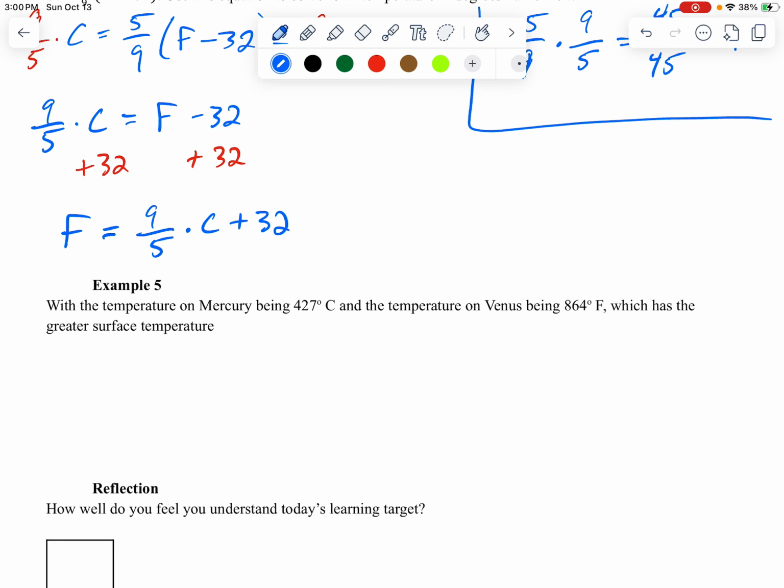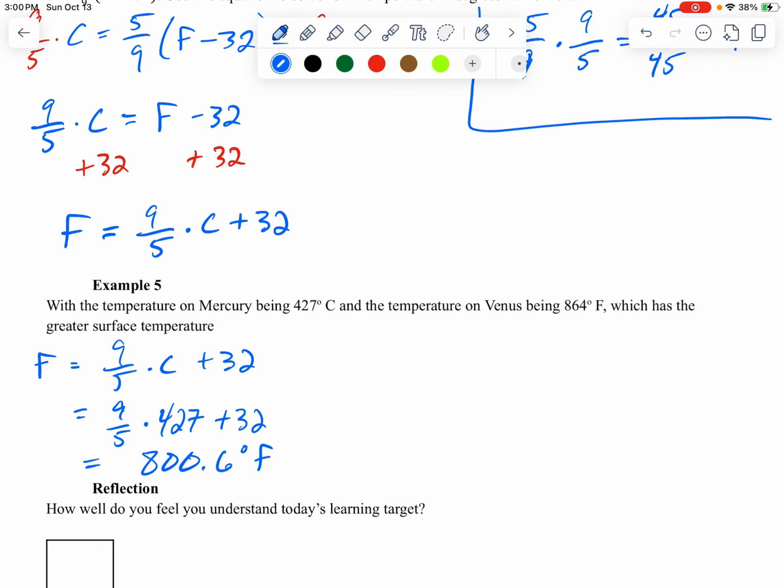So our equation is F equals 9/5 times C plus 32. And since this is our C value, we're just going to substitute that in there. 9/5 times 427 plus 32. And you should just be able to punch that into a calculator, and when you do, you should get 800.6 degrees Fahrenheit.